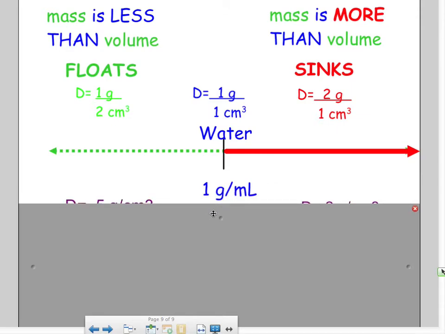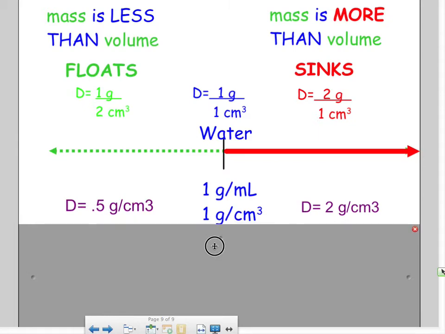Now, when you do the division for this density, 1 divided by 2 is 0.5 grams per centimeter cubed. 1 divided by 1 is 1 gram per milliliter, or 1 gram per centimeter cubed, and this is the density of water. For density of an object that is 2 divided by 1, you get 2 grams per centimeter cubed.